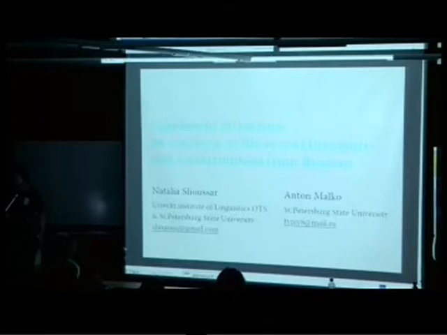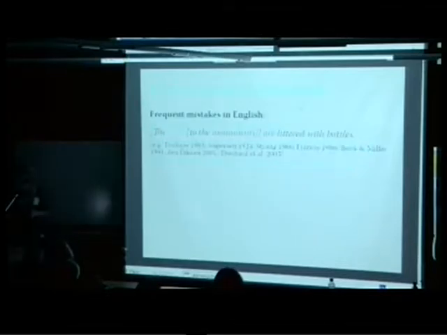So what is agreement attraction? It was noted already in the 19th century that speakers of English make some characteristic mistakes. So here I give one example. The path to the monuments are littered with bottles. So in this subject noun phrase, there is the head, the path, and it's singular. However, there is an intervening noun, and it's plural, and so there are a lot of mistakes where the verb in the sentence is also plural.